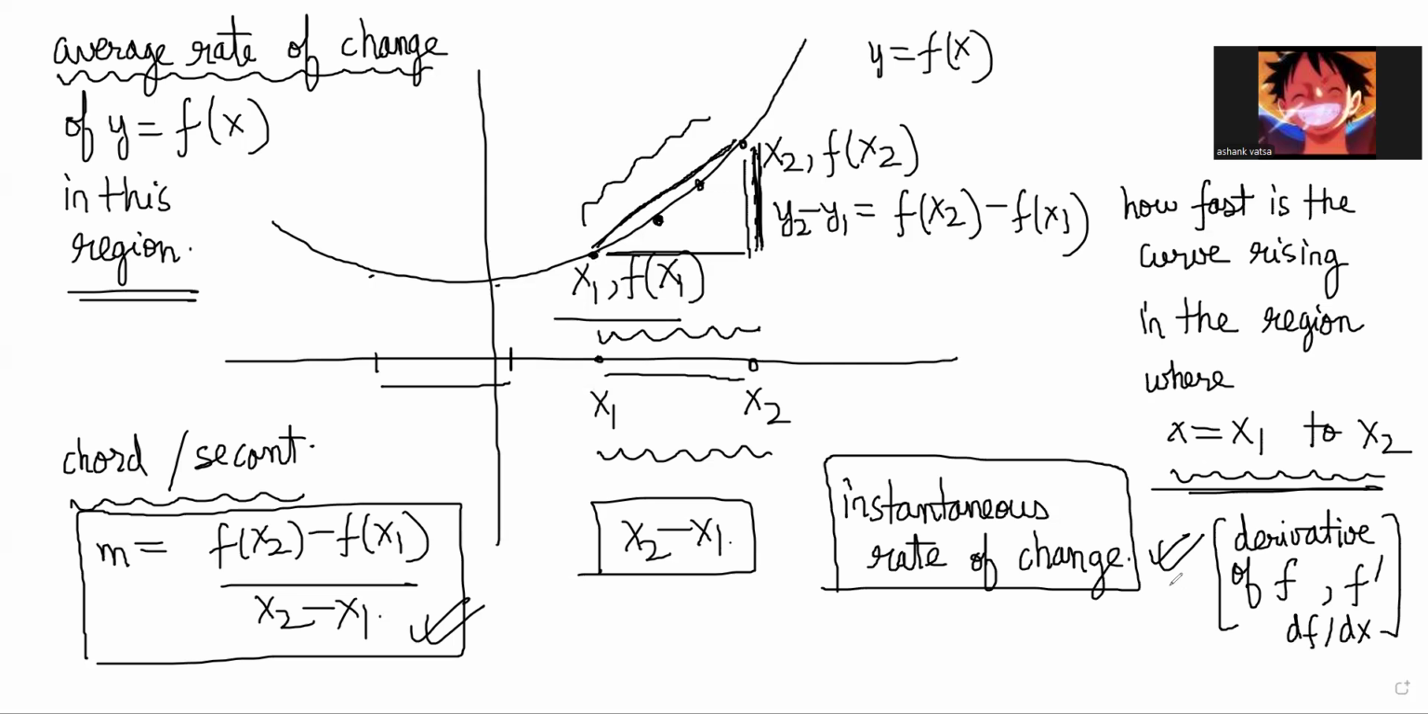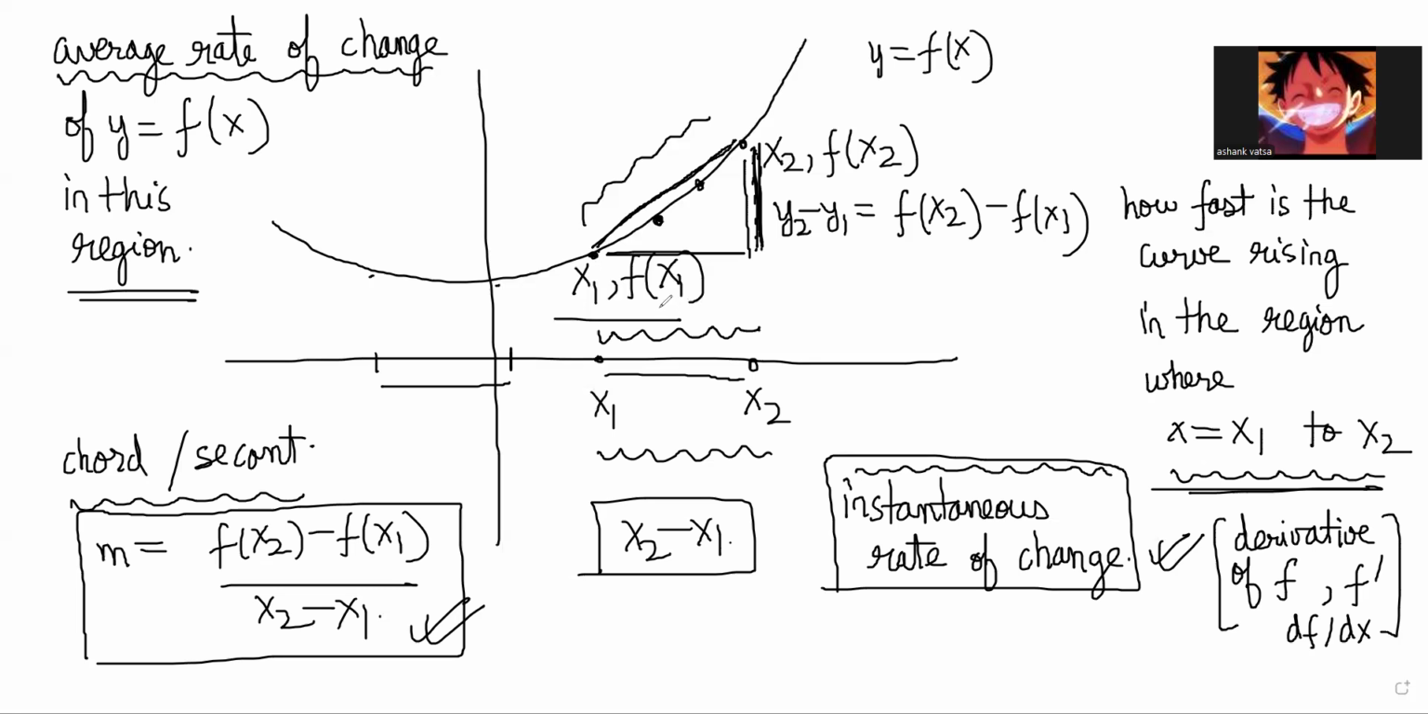So far in 10th grade, you have no way to calculate that. Every time so far, whatever you have learned in physics and all, you have always calculated average speed or average rate of change. Never have you calculated instantaneous rate of change, because that is a concept that comes with calculus. Is it clear what we are doing? Okay. So now our job is to figure out how to do this instantaneous rate of change.